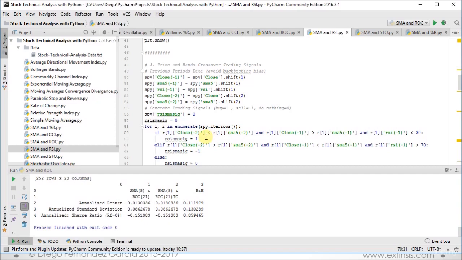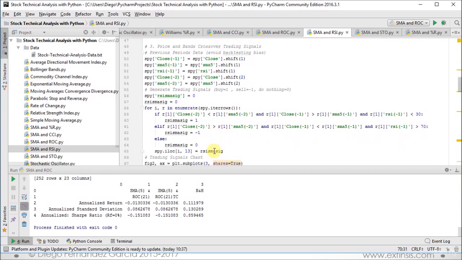If this is not the case, we enter a second if, which is a nested if within the original, or elif, in which we ask if our second previous period's close price was greater than the second previous period's simple moving average and previous period's close price was less than previous period's simple moving average, and this is confirmed by our previous period's relative strength index being above 70, then we have a signal equals to -1 or a sell signal. If none of these two conditions is met, then we have 0, which is do nothing.